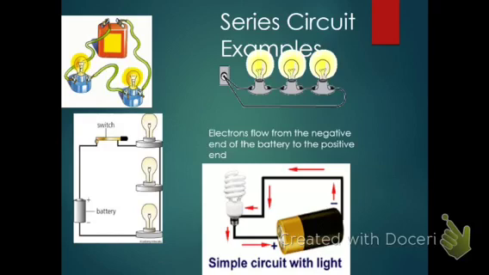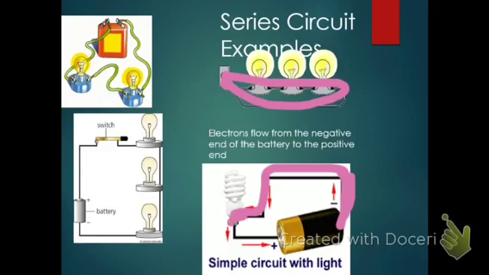Again, series means single, so one path. So we're going from our energy source to this bulb, this bulb, this bulb, and back to our energy source. Remember I told you that electrons flow from negative to positive, so you can see the arrows here indicating that. So we're going from the negative end of our battery, lighting up our light bulb, and to the positive end. And this is the direction in which electricity is flowing.